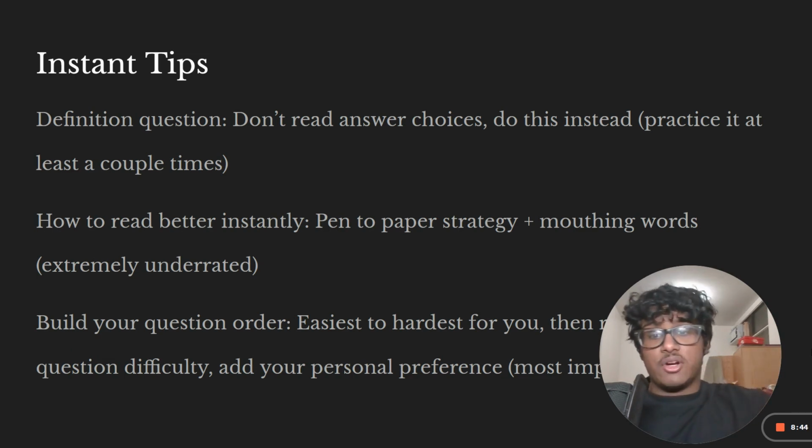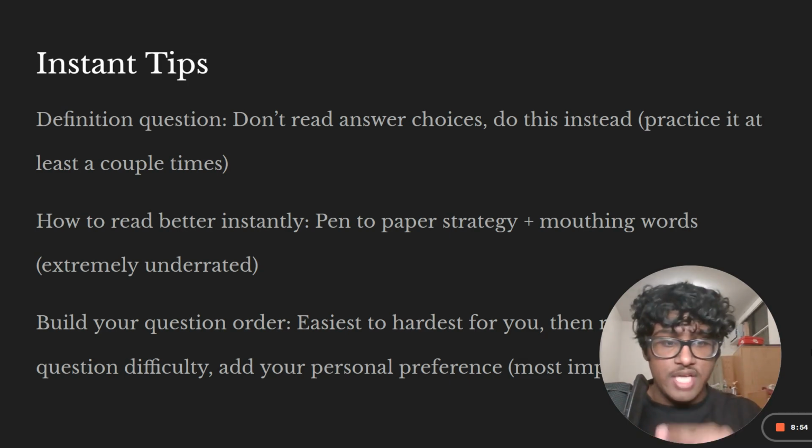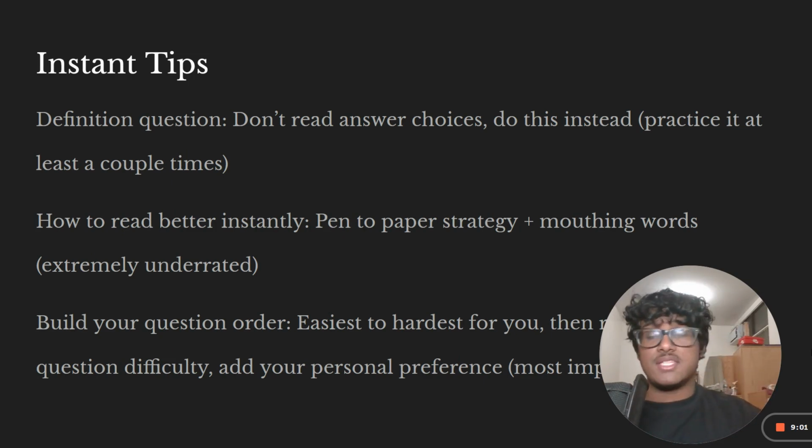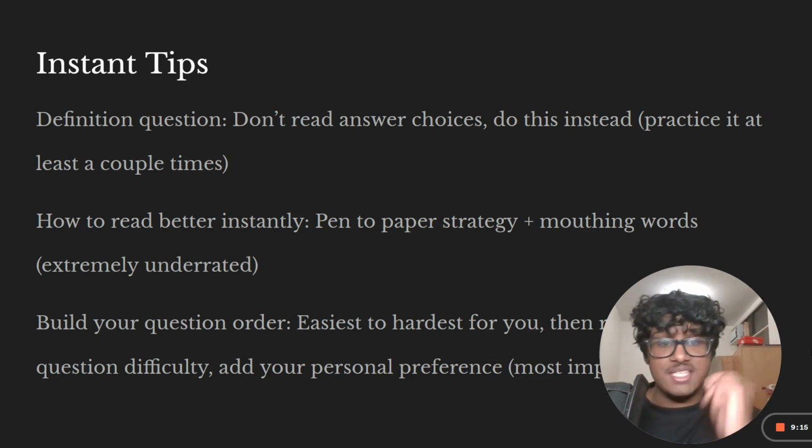Okay, how to read better instantly, right? What a lot of people underestimate is the power of mouthing words. I've already talked a bunch about the pen to paper strategy, where you put your finger to every single word and then you just read it so you don't skip words or accidentally move over words. But mouthing words is so underestimated, right? Because when I explicitly read something aloud, the amount of retention I get is just so much higher, because reading it aloud forces me to be way more focused on the thing, right? Mouthing words might not have exactly the same effect, but it has a similar effect where it forces us to pay attention way more, right?